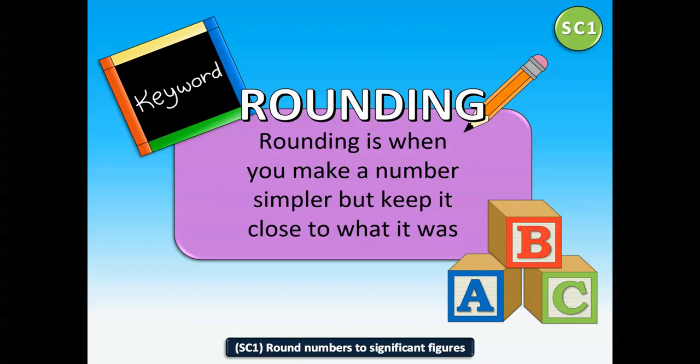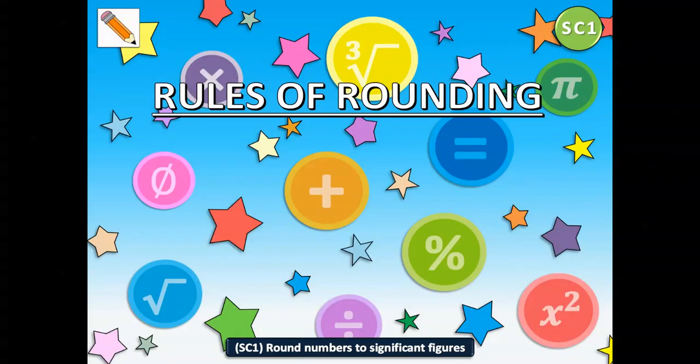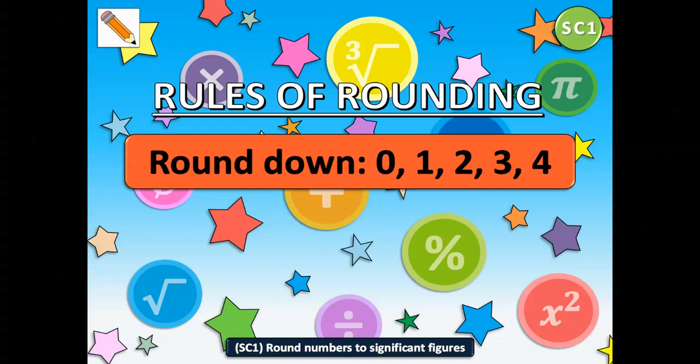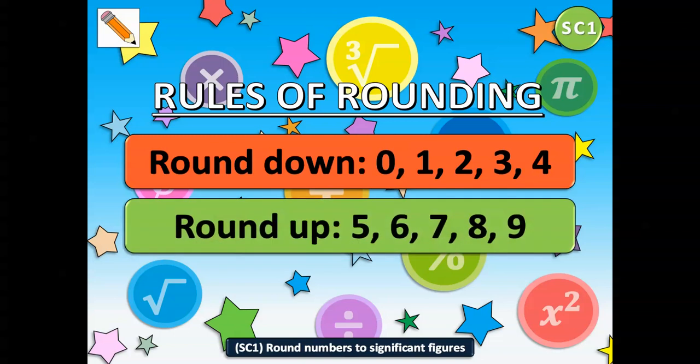So rounding is when you make a number simpler but keep it close to what it was. So for the rules of rounding, for 0, 1, 2, 3, 4, we round down, and 5, 6, 7, 8, 9, we round up.